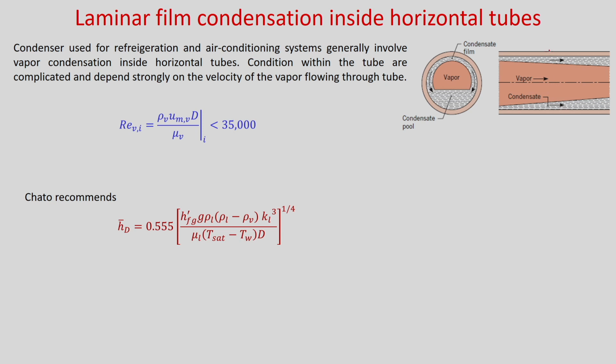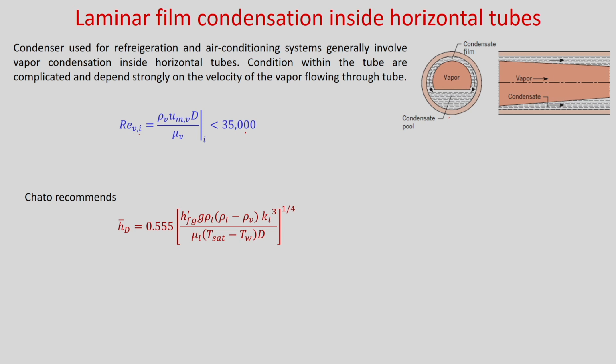So, you can see this is your tube, inside this condensation will take place from the surface, but due to gravity the condensate will come down. So, the film thickness obviously will increase in the downward direction, and this is the condensate pool. The Reynolds number of the vapor at the inlet, i is for inlet, v for vapor, you can calculate as density of the vapor into mean velocity of the vapor into the diameter of the tube divided by the viscosity of the vapor.